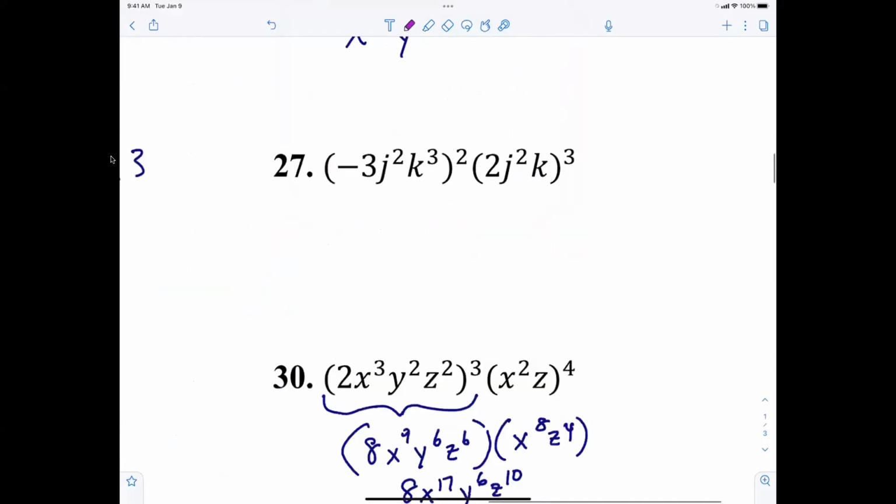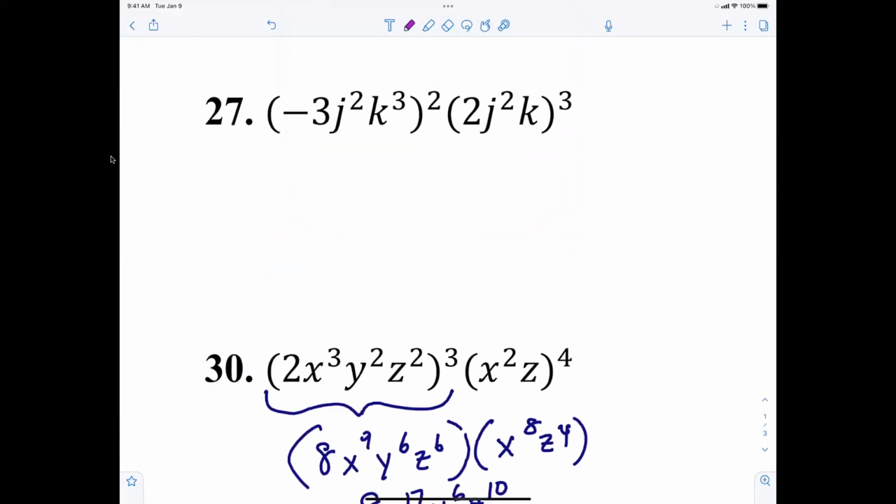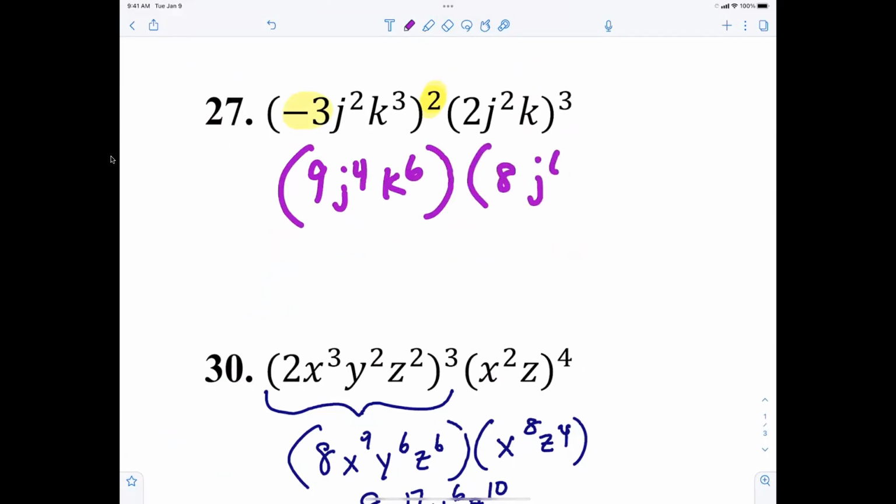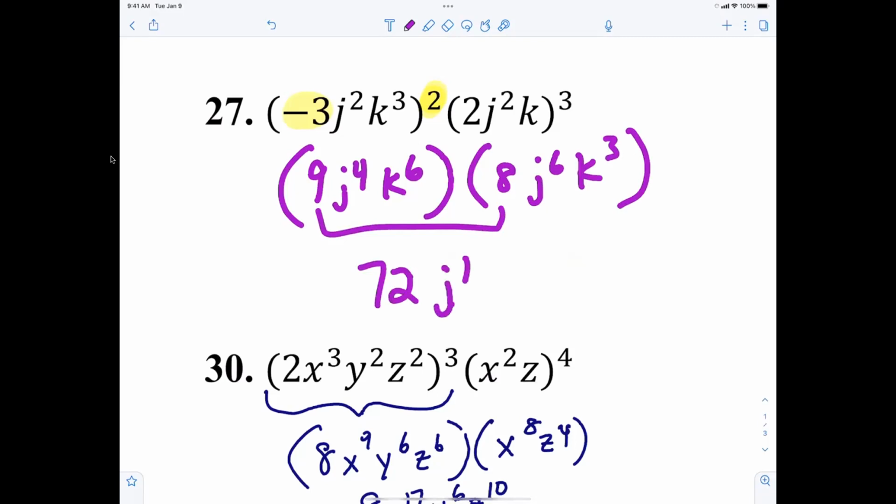Something probably as hard as you will see is something in this respect. You want to square -3, which becomes a 9. Power to power, you multiply. 2 cubed is 8. Multiply exponents. Multiply numbers now. Add exponents. Yep, that's all there was.